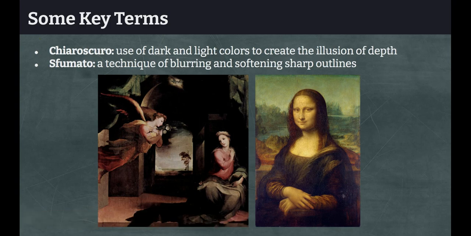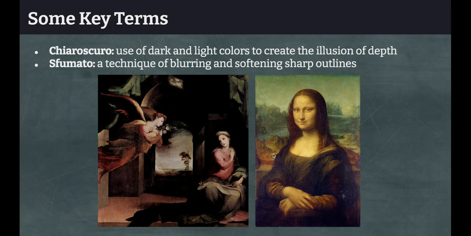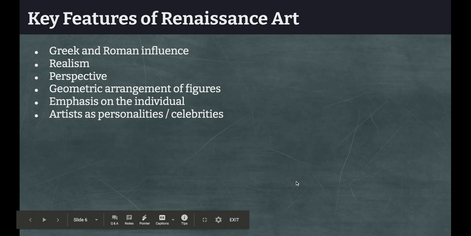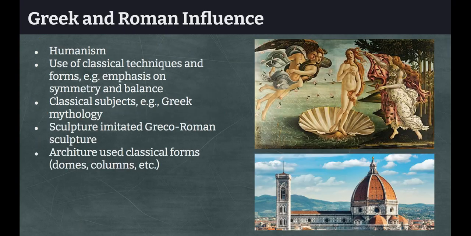Another term that we need to know is sfumato, and this is the use of blurry and soft lines. Here, this is the Mona Lisa, a very famous Renaissance painting, and you can see it has this blurry, dreamlike quality. All right, so here are some key features of Renaissance art: Greek and Roman influence, realism, perspective, geometric arrangement of figures, an emphasis on the individual, and artists as personalities or celebrities. We'll go through each one of these in turn.